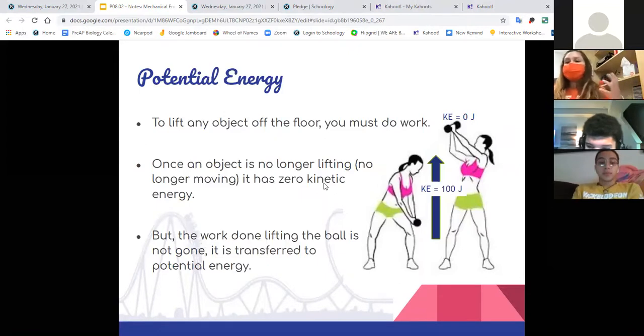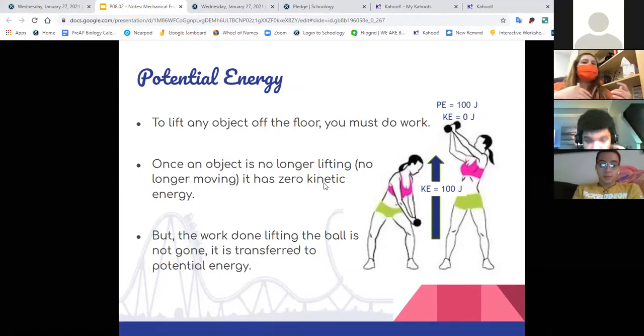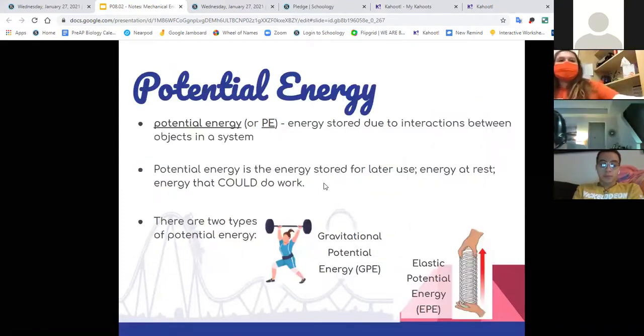So if you're lifting weights and you're just holding it up, your arms are shaking because it's hard, right? You're doing something. So that's all potential energy. It's storing that energy because it has the potential to come back down, right? So you're storing all that energy. You're putting in all that energy. And then once you make it come back down, it goes back to kinetic energy.